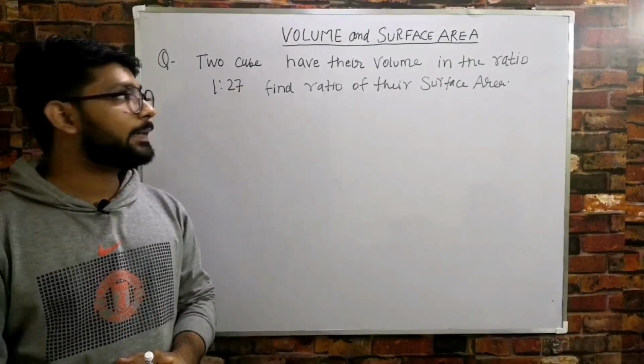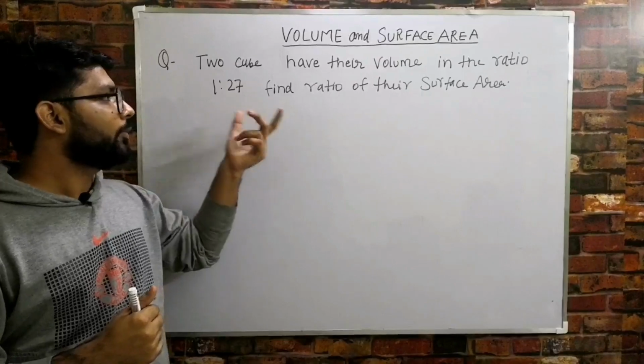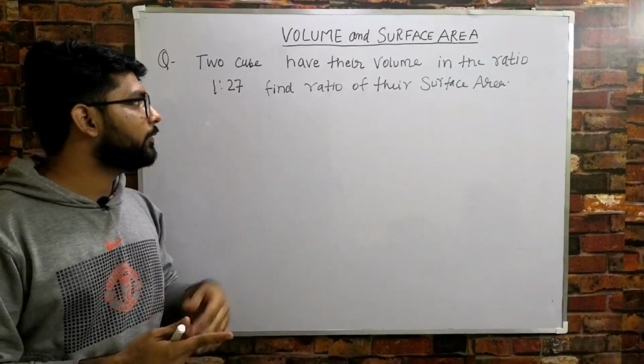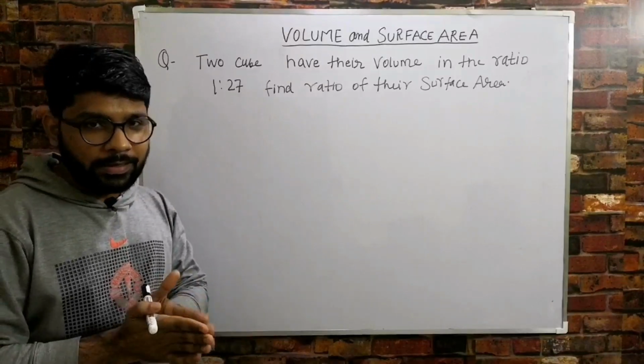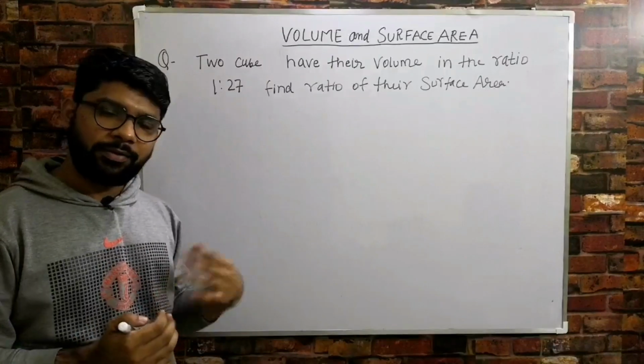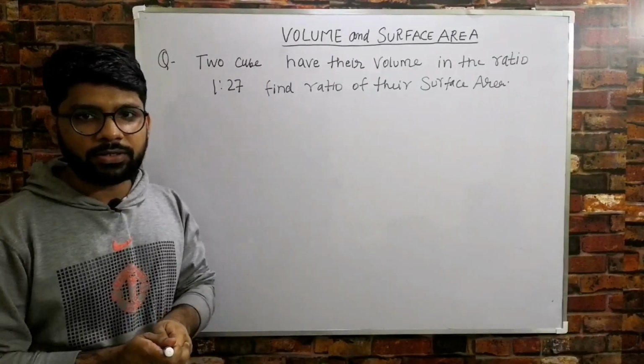Let's come to the next question. The next question is, two cubes have their volume in the ratio of 1:27. Find the ratio of their surface area. Here the ratio of the volume of the cube is given, but we have to find the ratio of the surface area. It's similar to the previous question as we discussed. The volume is given to us and we have to find out the area, but here it is given in the ratio. So we have to find out the dimension of the first.